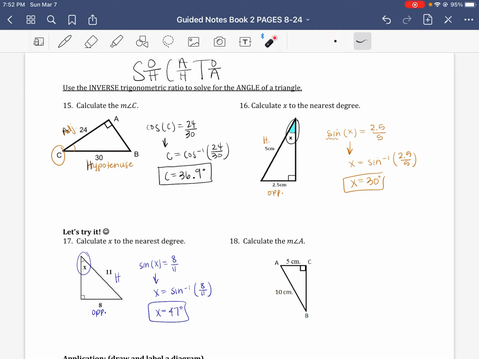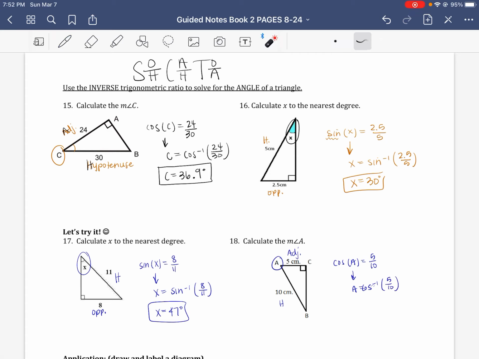Okay, last one, 18. Calculate the measure of angle A. So we're looking at this one right here. So let's look at A. In relation to that, it looks like we have the adjacent side and the hypotenuse. So this one, adjacent and hypotenuse, is the cosine function. So we're going to set this one up as the cosine of angle A is 5 over 10. And we're going to find angle A, so to undo this cosine, we do the inverse cosine.